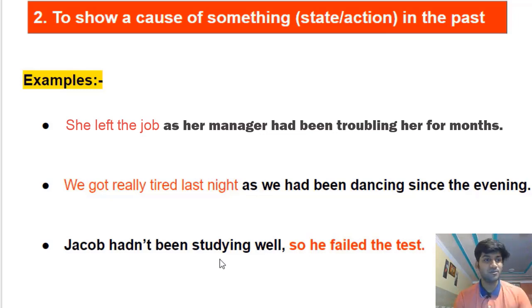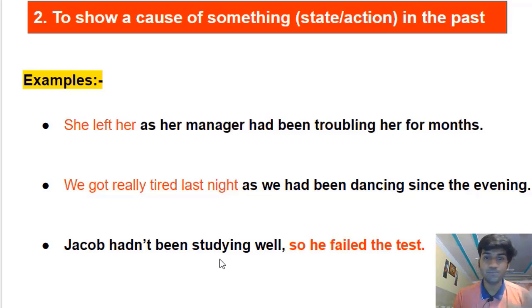So you can use past perfect continuous tense to talk about a cause of an action or a state of being in the past. This is important to note. In the past, you cannot use a past perfect continuous tense to talk about a cause for a present action. That's not the right usage of it, so don't do that, right?